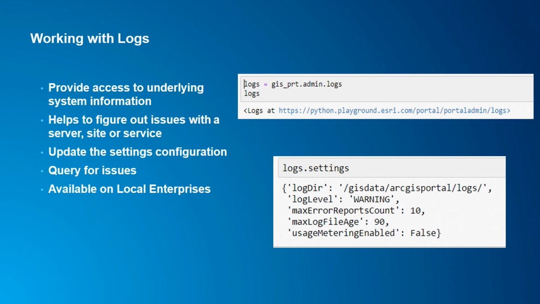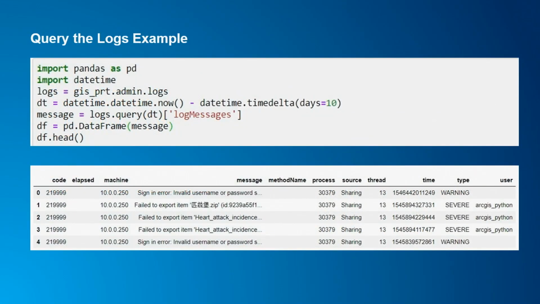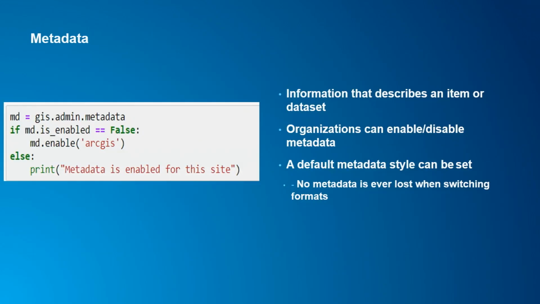Another important capability of the admin module is accessing the logs. So off this admin module, you have access to the logs that are going to help you look into what kinds of issues may be going on with your server or with your site or with any of the services that are part of your Web GIS. You can update configuration settings. And again, you can set up timeframes for yourself and query these logs and get the different types of error information that you want to look at and try and troubleshoot your system if things are not performing the way you want them to. And metadata, you also have the capability to work with metadata and automate its creation and management through the admin module.